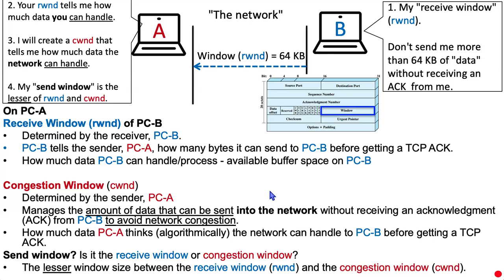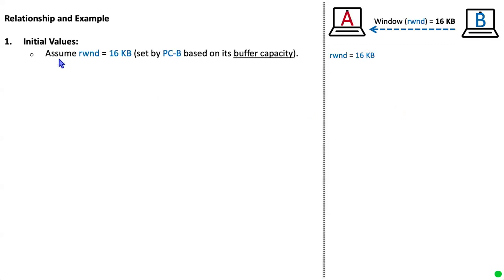at a simple example. So we have PCA and PCB here, with the initial values. The advertised window by PCB, its receive window, says 16,000 bytes based on PCB's buffer capacity. This is how much data PCB can handle. It says, don't send me more than 16,000 bytes before getting acknowledgement from me. Once again, the sliding window still comes into effect.